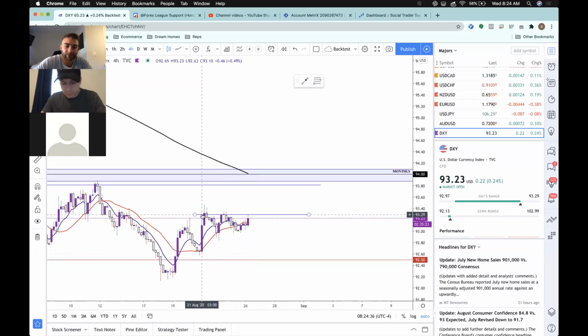If this level breaks, we'll start to reevaluate what's going on with this. If this breaks, I can imagine this will push higher, all the way to this level up here. So this is definitely an area to watch.